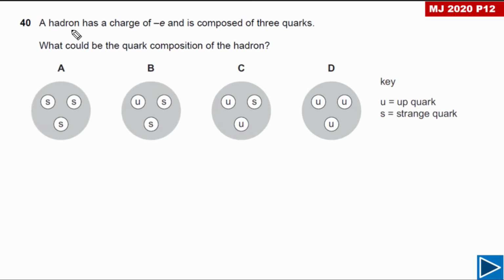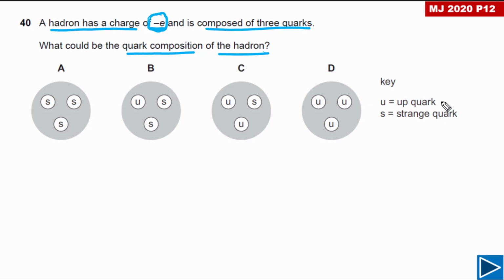For question 40, it is given that a hadron has a charge of minus e and is composed of 3 quarks. The question is asking us to find out what could be the quark composition of the hadron. The charge on the hadron is given to us, so this is a very important point.